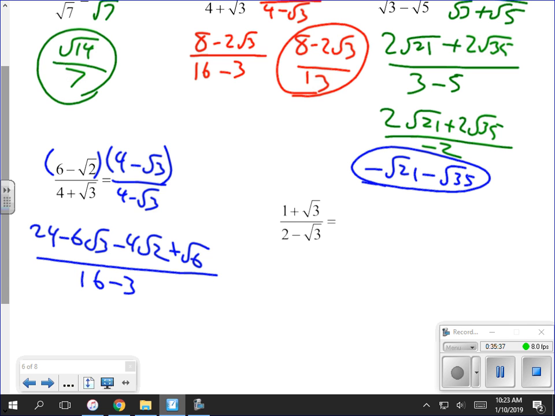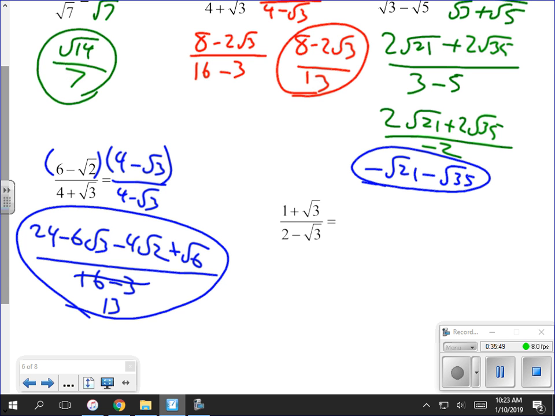16 minus 3 is 13. And that would be my answer. Because I can't divide all of them by 13. That's it. Sometimes that's what happens with these. Can't go any farther.